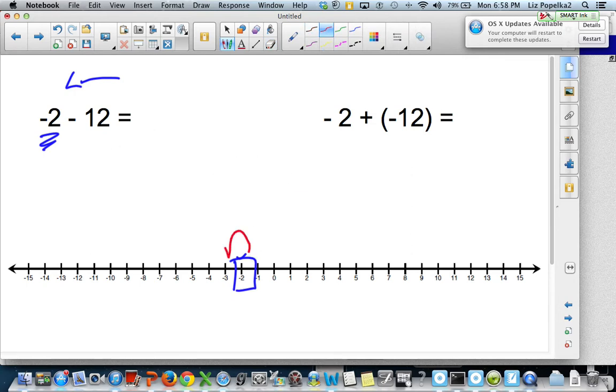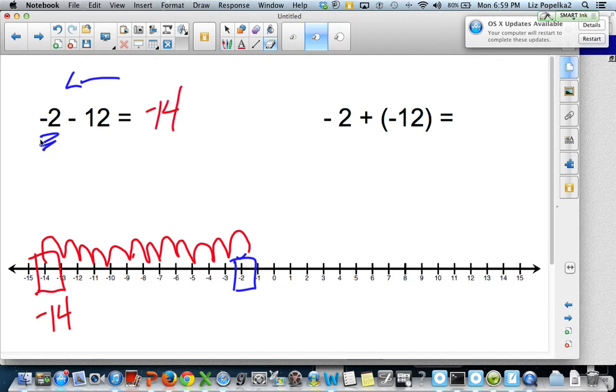So I'm going to go 1, 2, 3, 4, 5, 6, 7, 8, 9, 10, 11, and 12. So here we go. I'm going to end up at negative 14. So negative 2 minus 12 gives you negative 14. Let's see if that's the case.